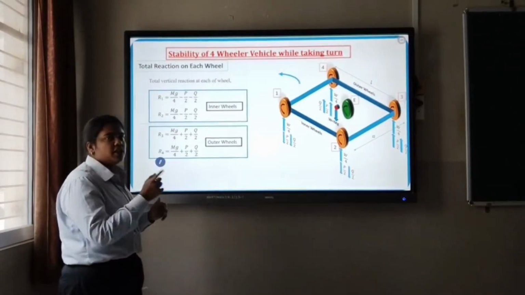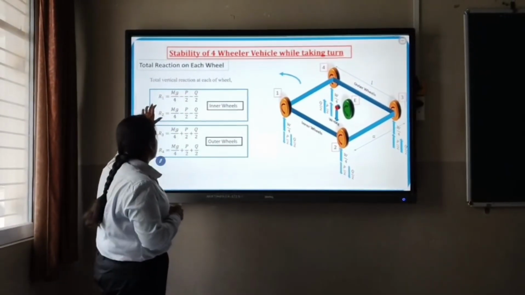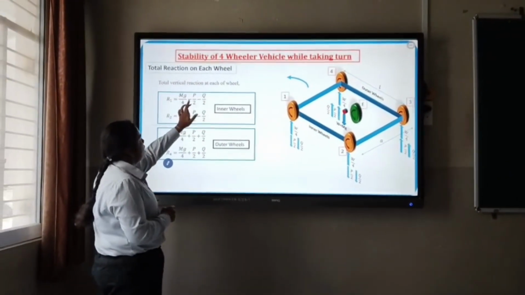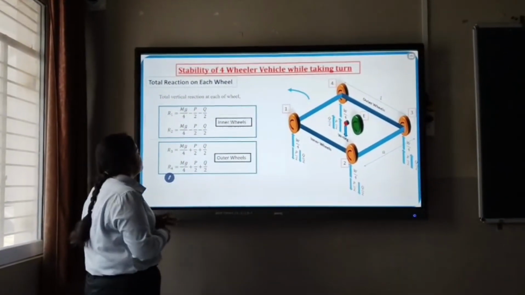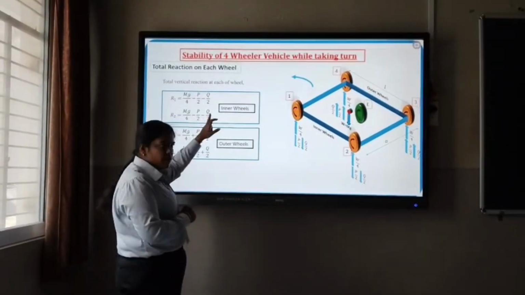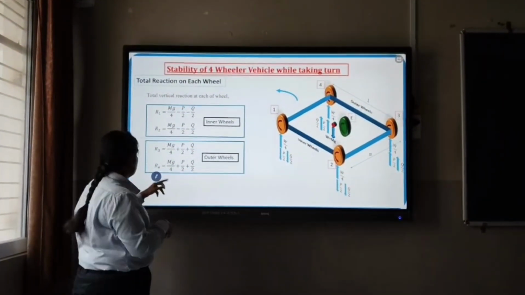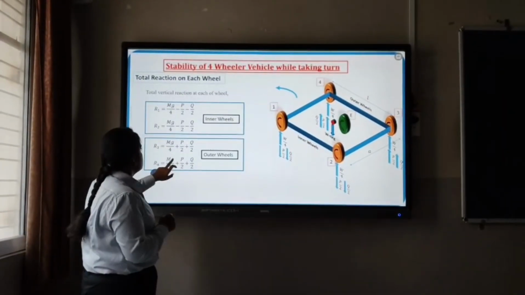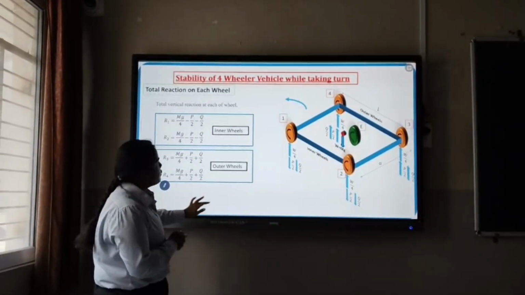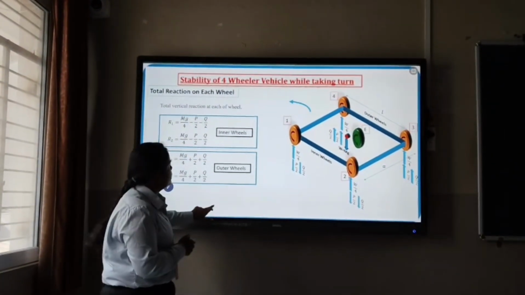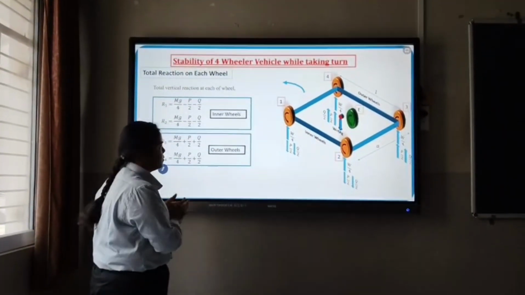Then the total reaction on each wheel: first, for the inner wheels, denoted by R1 and R2, the vertical reaction becomes mg divided by 4 minus P by 2 minus Q by 2. This is the final equation for the inner wheels. For the outer wheels, denoted by R3 and R4, the equation becomes mg by 4 plus P by 2 plus Q by 2. These are the equations which act on the vehicle while taking the left turn.